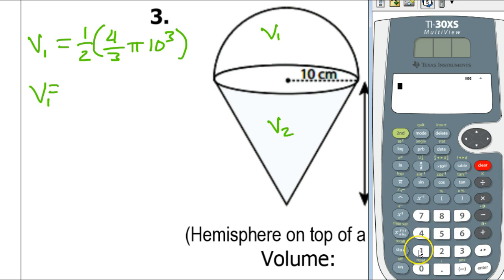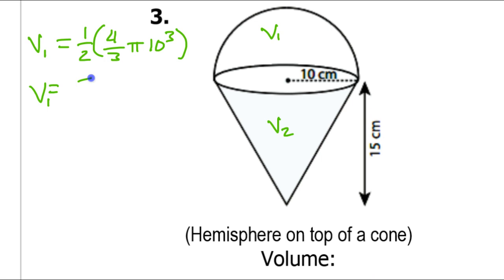So I'm going to take half of 4/3 pi times 10 cubed. Okay, so that's 2,000 pi over 3. Interesting. So that is volume 1. So now over here, I'm going to find volume 2.